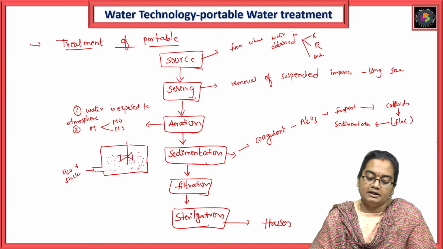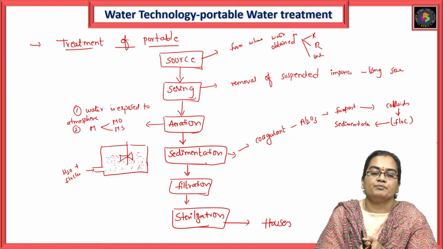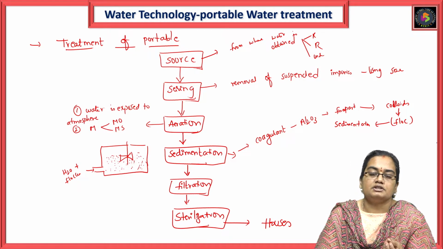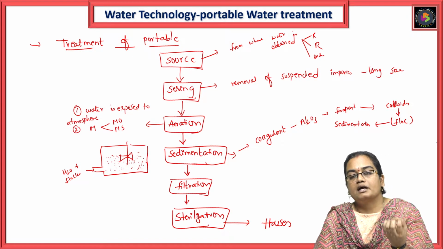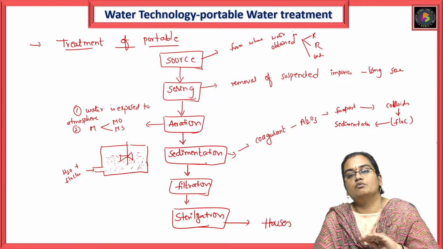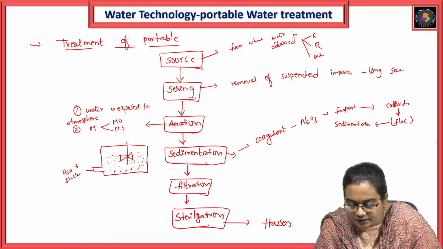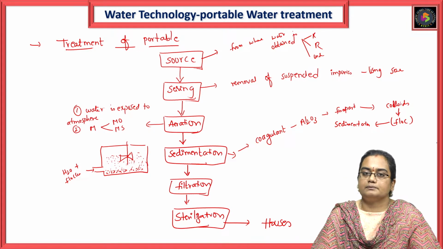So when it is completely mixed with the flocculant, what will happen? The fine particles get converted into colloidal particles, which is known as your floc. So because of the gravitational force, the heavier particles get settled down and the remaining water will flow. The heavier particles that settle down are known as sediment. In this way, the fine particles can be removed in the form of sediments in the sedimentation process.